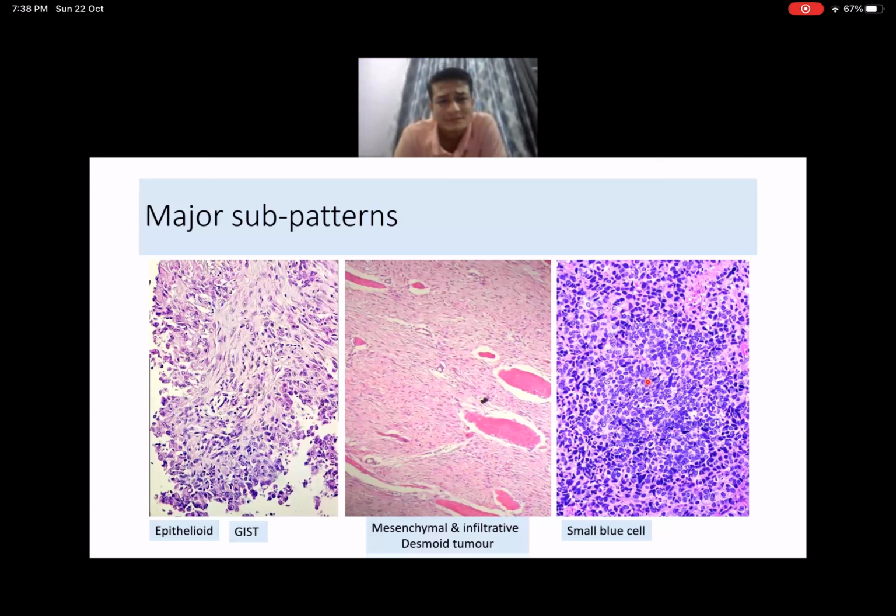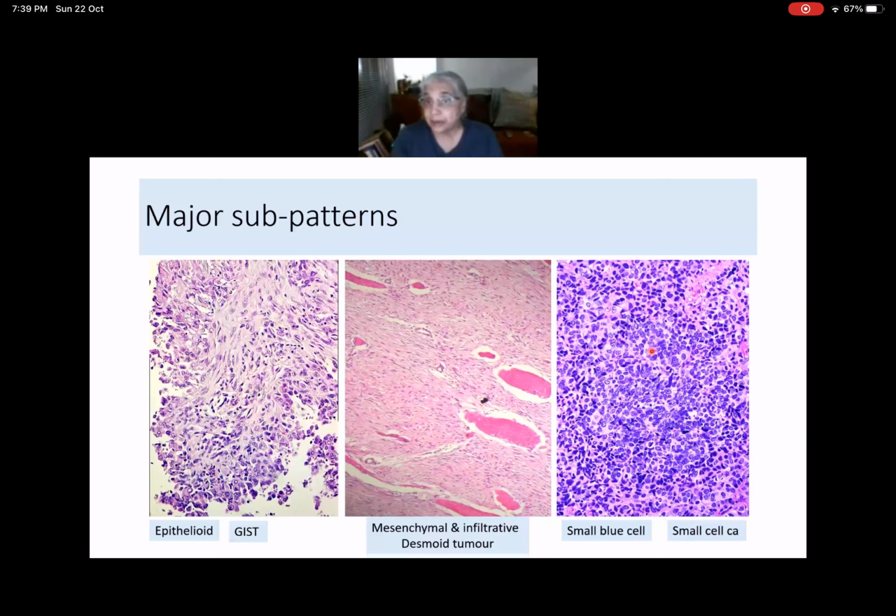Sudesh. Yes, ma'am. Tell me the diagnosis of the small blue cell tumor. What do you think? Gastrointestinal tumor, ma'am. The small blue cell tumor is the gastrointestinal stromal tumor? No. The first one is, okay, this is a gastrointestinal stromal tumor. It had an epithelioid appearance. Yes, the last one, Sudesh.